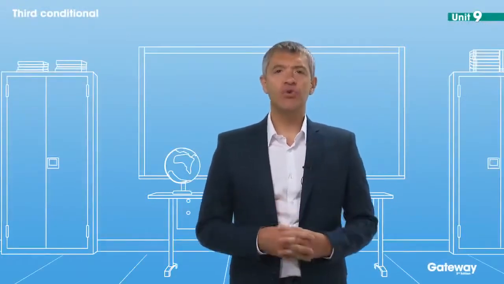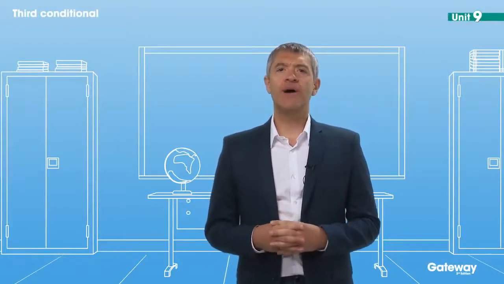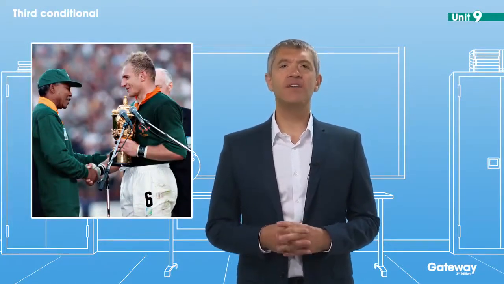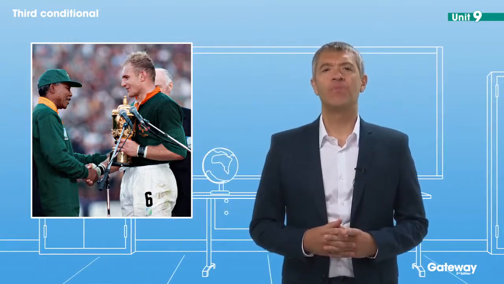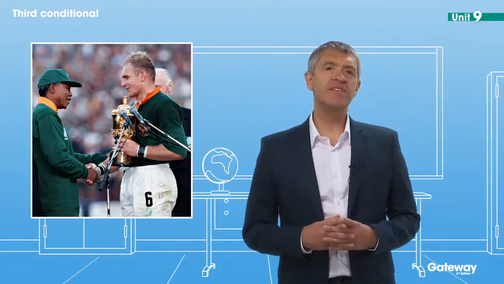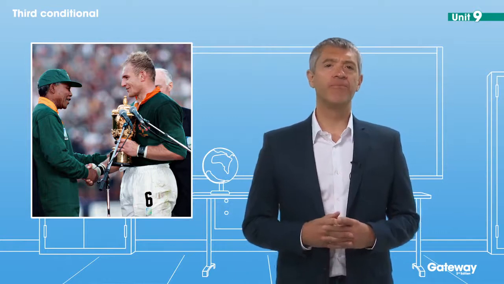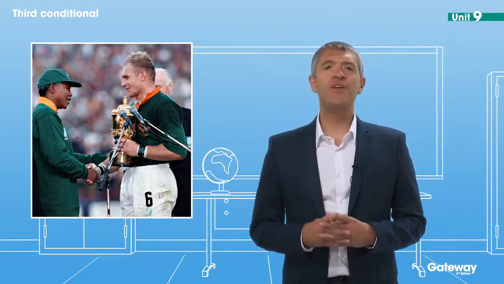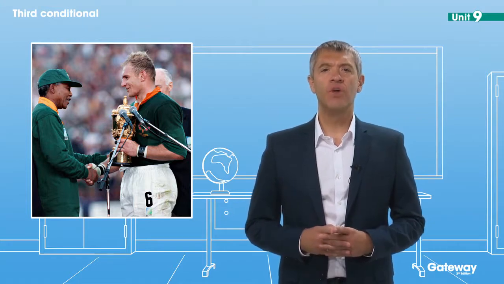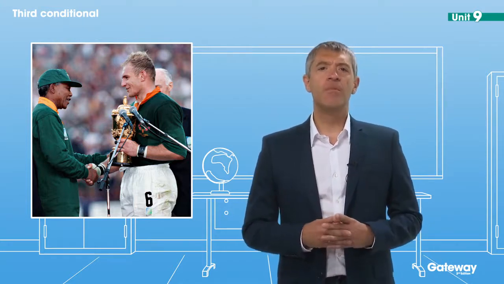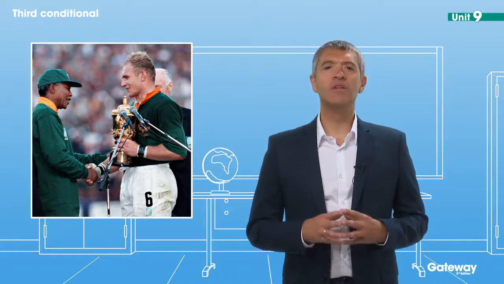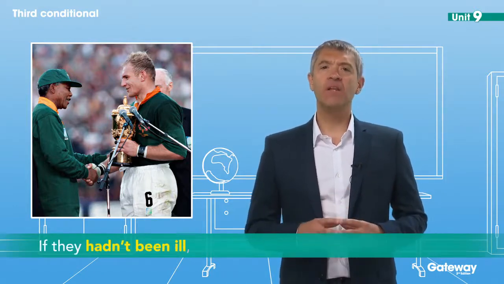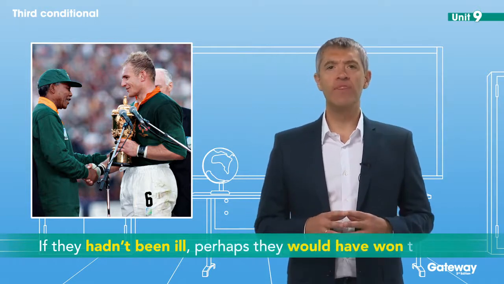In Unit 9 of your student's book, you heard about the Rugby World Cup which took place in South Africa in 1995. It was an important event in the history of South Africa. The final was between South Africa and New Zealand. New Zealand were the favourites, but many of their players were ill during the match. If they hadn't been ill, perhaps they would have won the final.